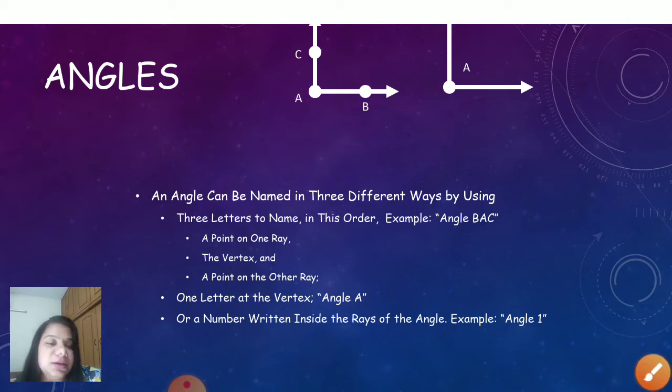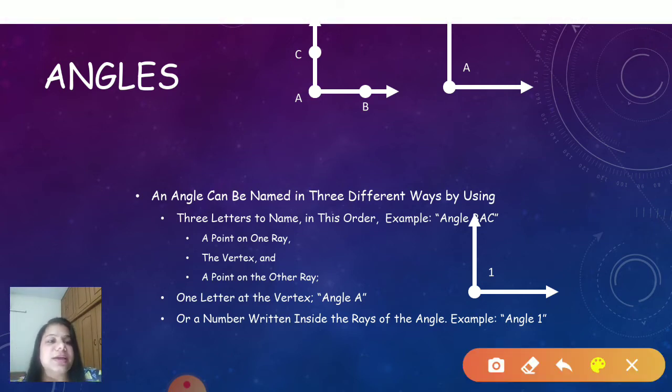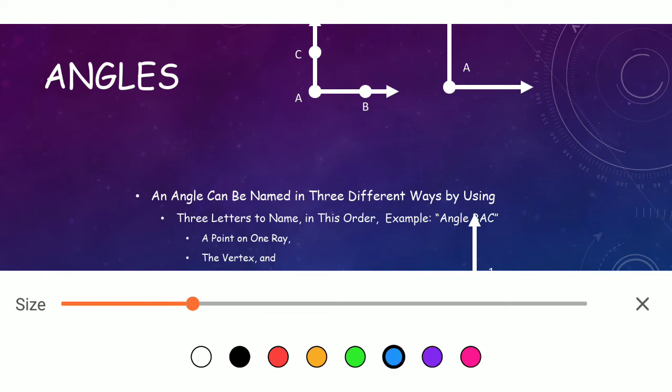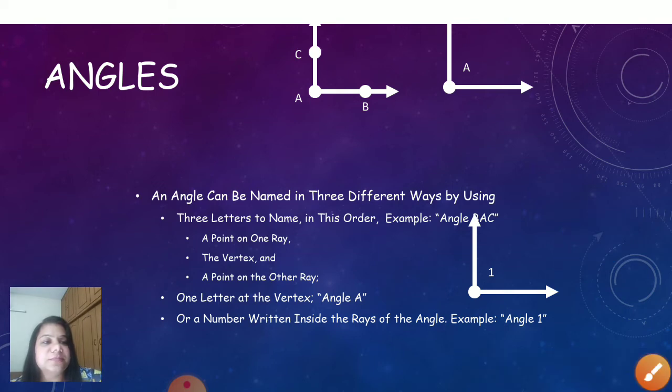And the third way we can write the name of an angle is a number written inside the rays of an angle. So you can see the example. This angle can be written as angle 1. Okay, so these are the three different ways we can name an angle.